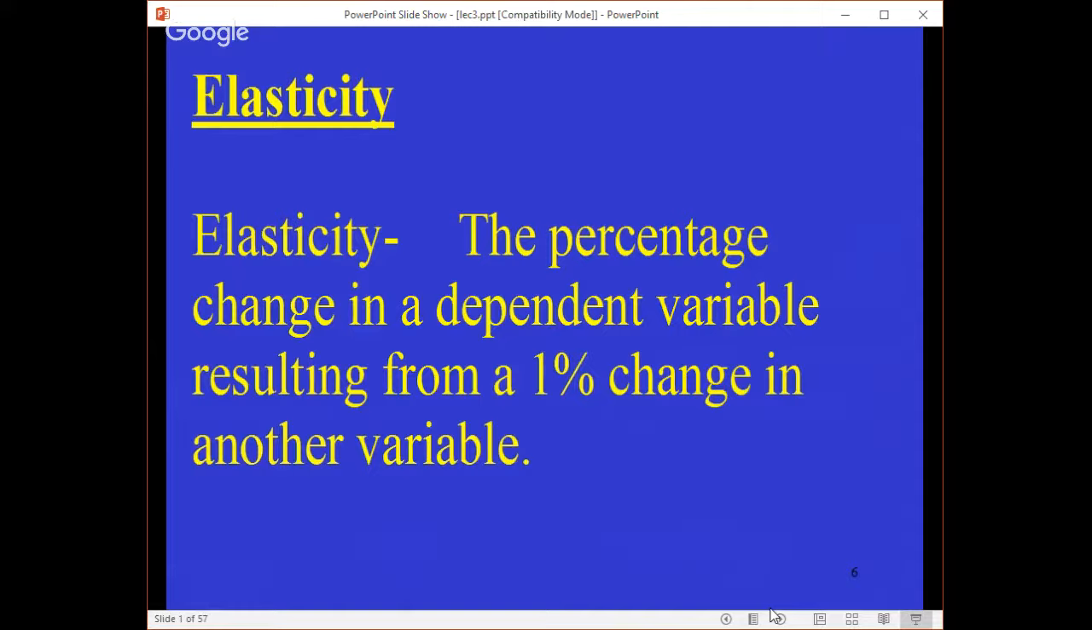So we need something else, and for that, we use something known as elasticity. Right? Elasticity is the percentage change in a dependent variable resulting from a 1% change in another variable. That's the generic definition of elasticity. I can use it for any two variables that have a relationship. Actually, I can use it for any two variables, period, even if they don't have a relationship. I just mean elasticity is going to be 0.